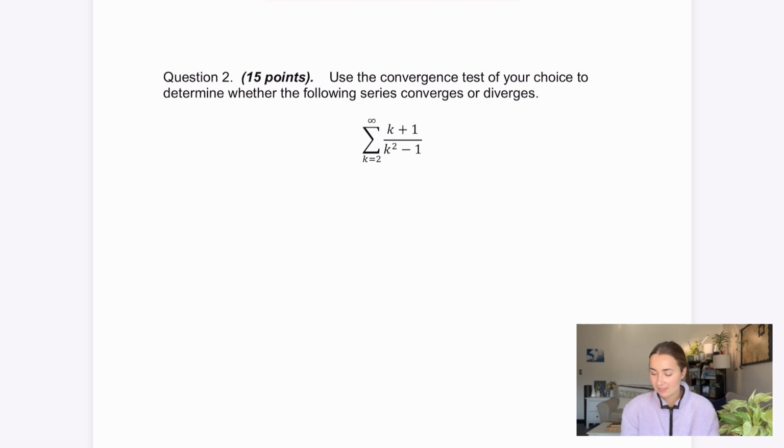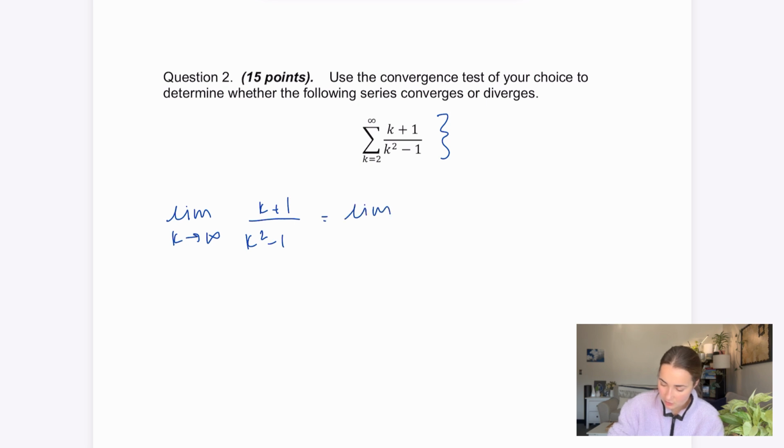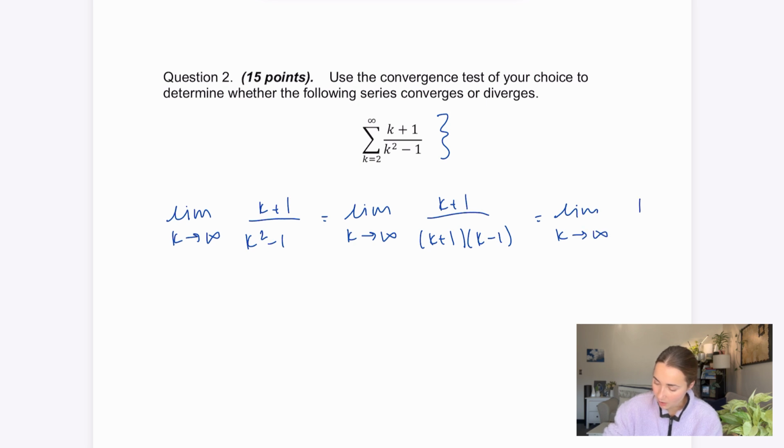So we want to use the convergence test of your choice to determine whether the following series converges or diverges. So again, notice what we have here. We have a rational function. So again, you could try the divergence test. We're going to take the limit as k approaches infinity of k plus 1 over k squared minus 1. So it's always great to try this first because it could be short and sweet. So notice the denominator, we could factor that to k plus 1 times k minus 1. So we get the limit as k approaches infinity of 1 over k minus 1. But as k approaches infinity, this is going to go to 0. So the divergence test is inconclusive, which tells us we need to try something else.